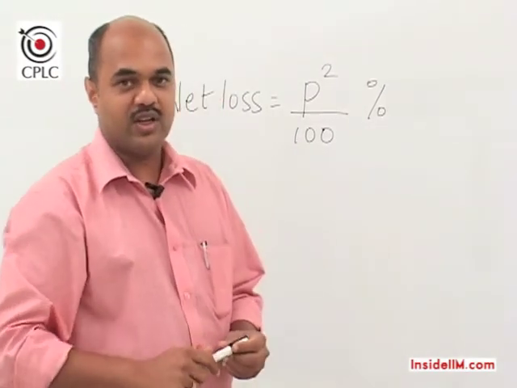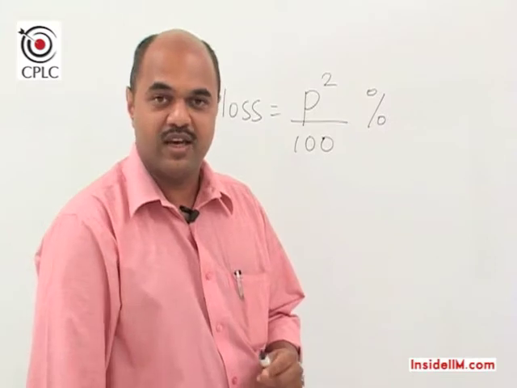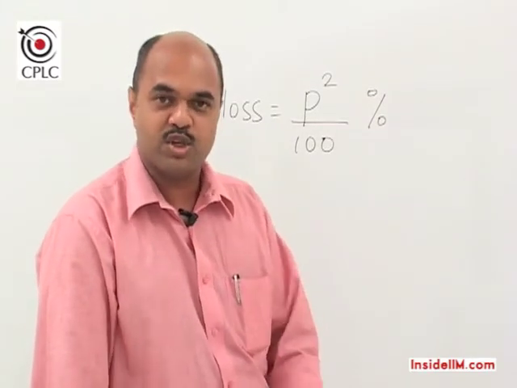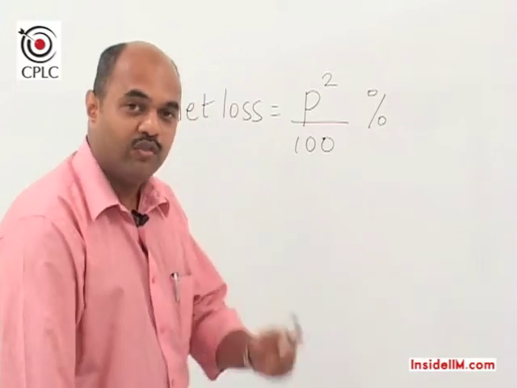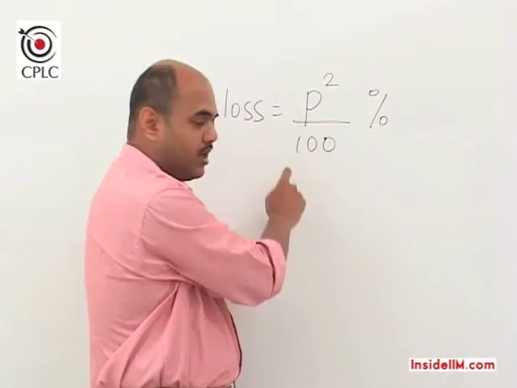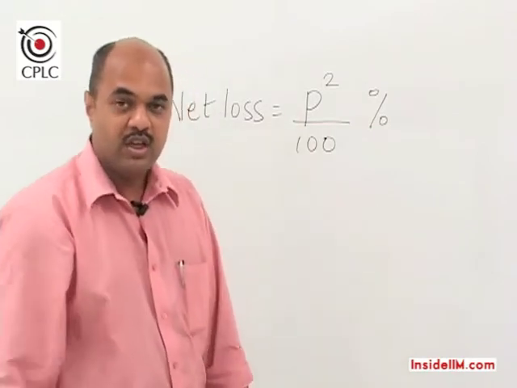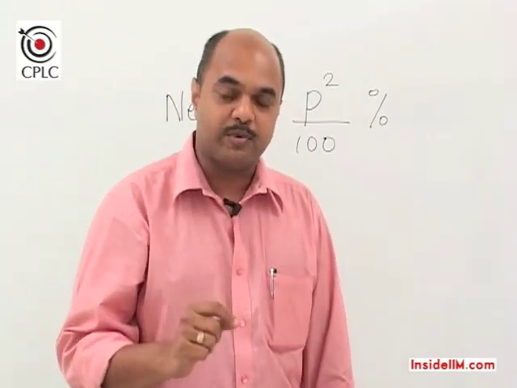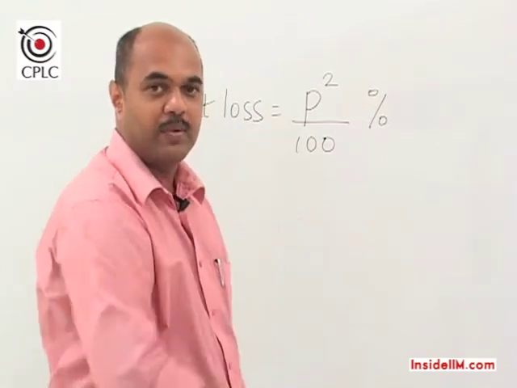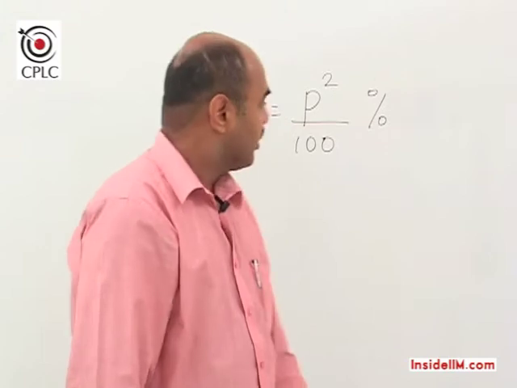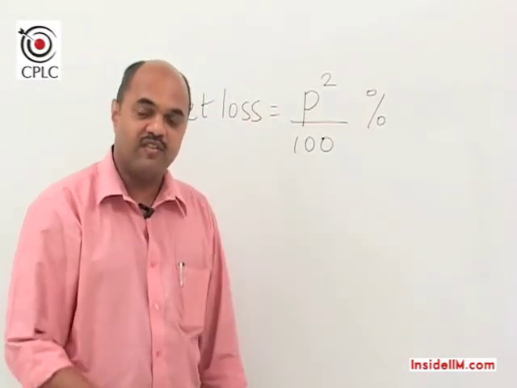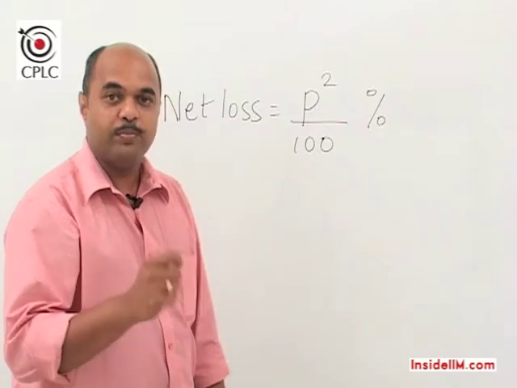So if I tell you that two articles are sold at the same selling price, one at a profit of 10% and the other at a loss of 10%, then the overall loss in that case would be 10 square, which is 100 upon 100, so 1%. Please note that the profit percent and the loss percent has to be the same if you want to apply this particular formula.